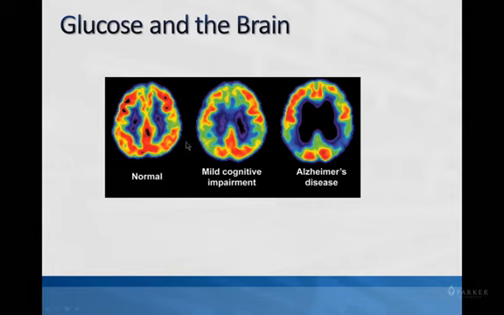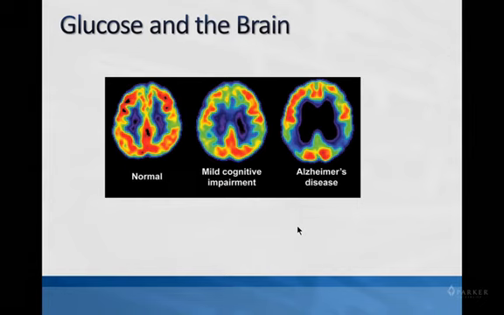And just to illustrate this, these are PET scans where what they're monitoring is glucose. This is labeled glucose. Here's a normal individual. Here's an individual with mild cognitive impairment. Their usage of glucose is impaired. People with Alzheimer's disease have very limited ability to use glucose. And so this picture illustrates the brain has a huge requirement for glucose.